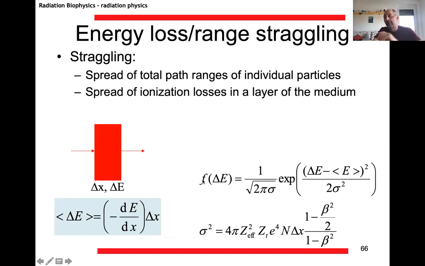So delta E follows a Gaussian distribution, which is given by a formula like this one. The important part, of course, is the sigma. To know how big the straggling is, you have to look at the sigma of this distribution, which can be represented by this formula. You see already here that sigma goes up with delta X. So if you have more thickness, you will have more interaction, and more straggling.